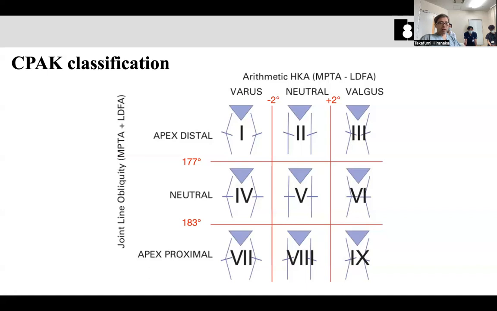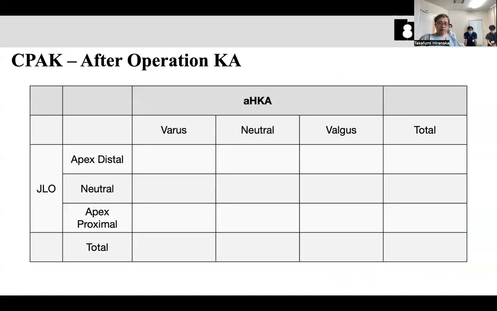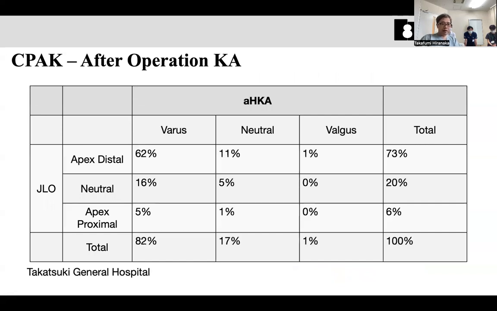So, using this classification, I calculated HKA and JLO in our preoperative patients. Surprisingly, around 6% of patients are classified as type 1, varus leg alignment and apex distal. Most patients have very varus alignment and medially, sorry.